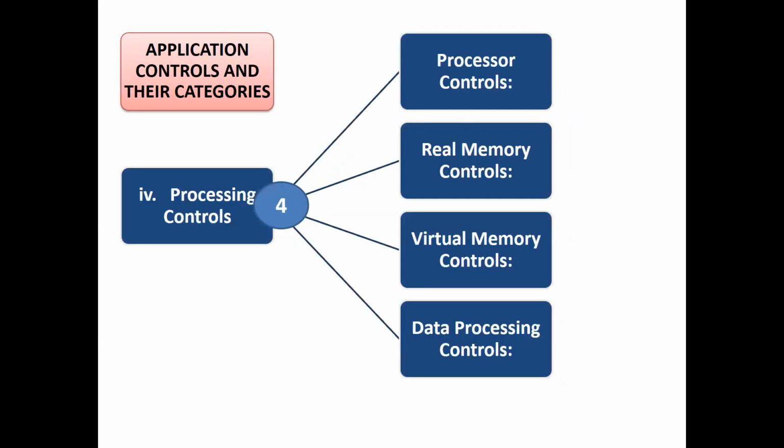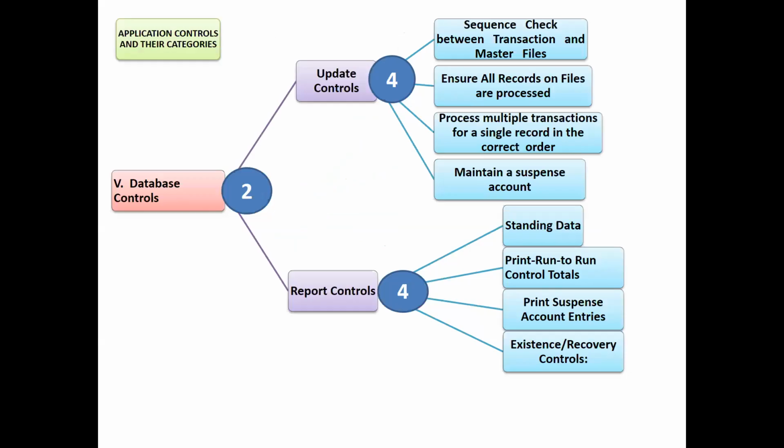Then processing control: CPU, central processing unit. Processor control, real memory control, virtual memory control, data processing controls. Next one is database. We have already seen that. But anyhow, update control and report control are there. It is an important question. Sequence check between transaction and master files.